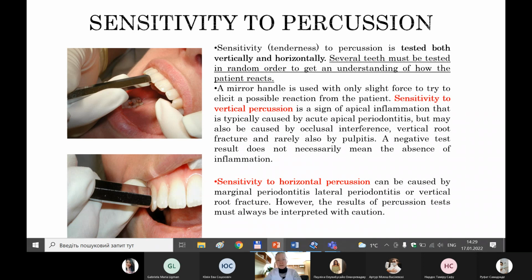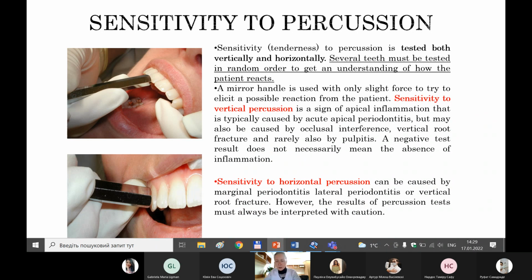Sensitivity to percussion. Tenderness to percussion is tested both vertically and horizontally. In the case of pulpitis, we use vertical percussion. Horizontal will be more used if it is about apical periodontitis or periodontal disease. Several teeth must be tested in random order to get an understanding of how the patient reacts.